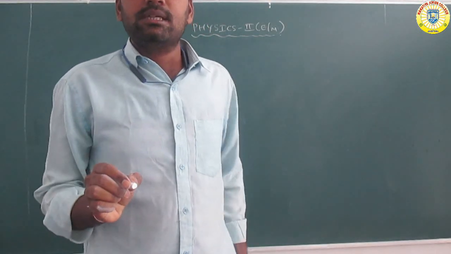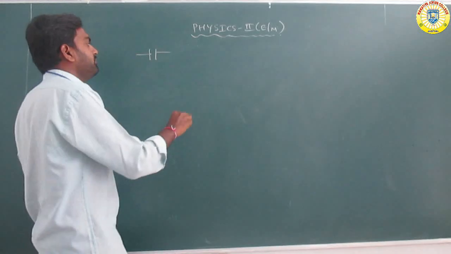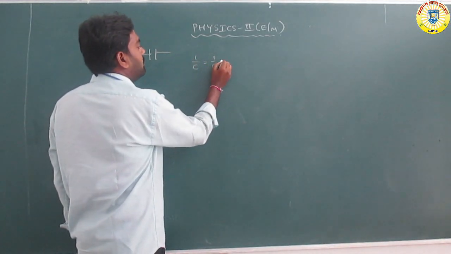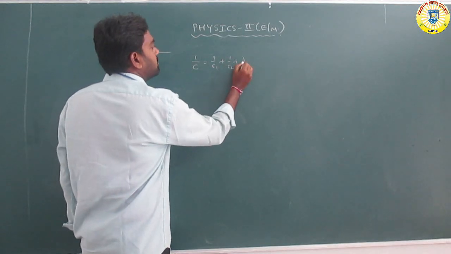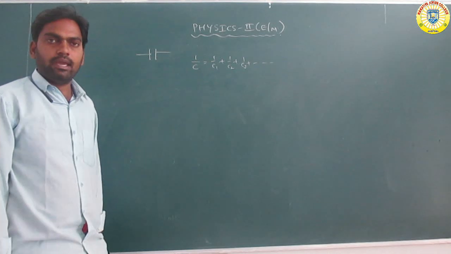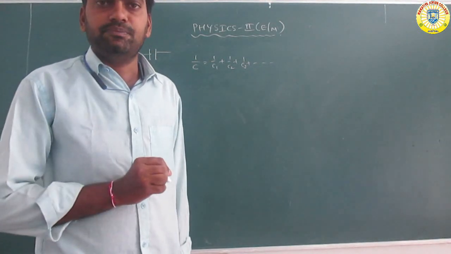When capacitors are connected in a series combination, the final or effective capacitance is given by 1 by C equals 1 by C1 plus 1 by C2 plus 1 by C3 plus so on. Okay, so that is for capacitors connected in series combination.